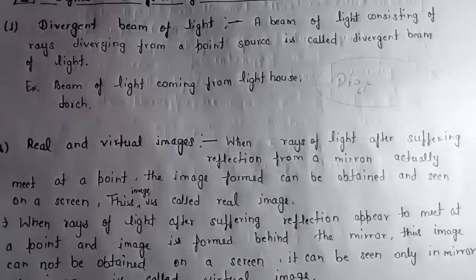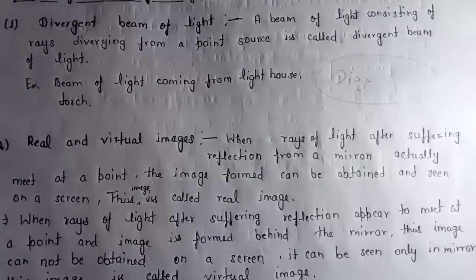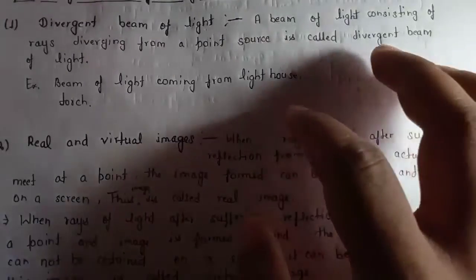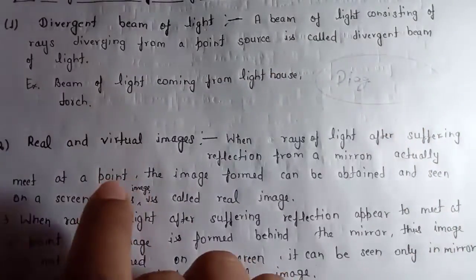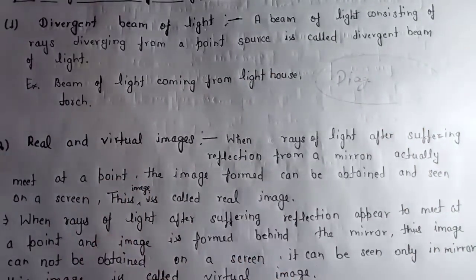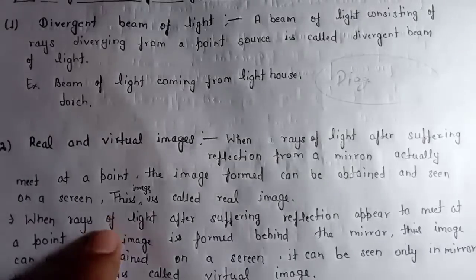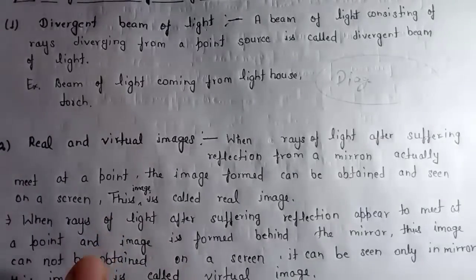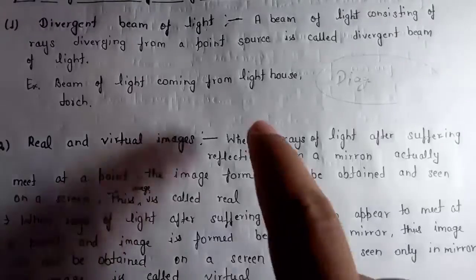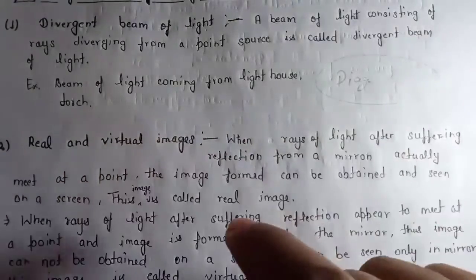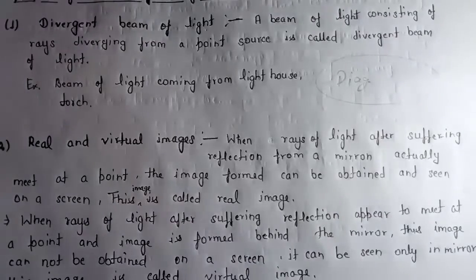Real and virtual images: when images can be obtained on a screen, those images are called real images. In the diagram, when you see light beams coming out of the mirror and they meet at a point, that is the point where the image is formed, and it can be obtained on a screen, so the image is real. If the light beams meet behind the mirror, the image formed is a virtual image that can be seen only in a mirror and cannot be obtained on a screen.